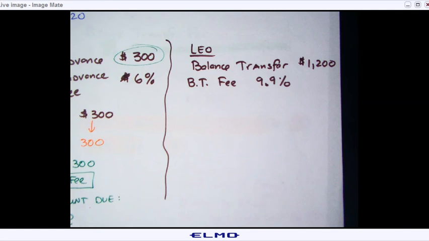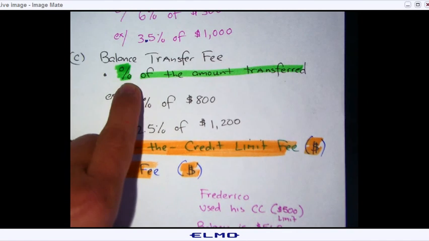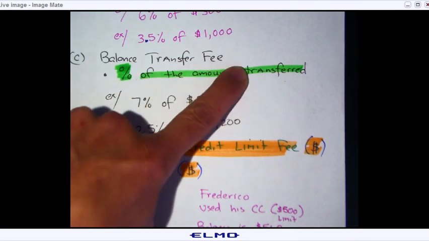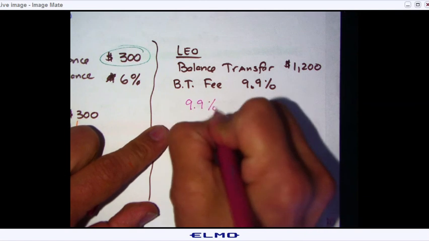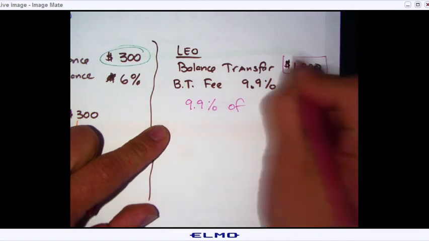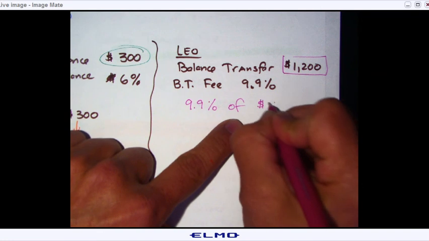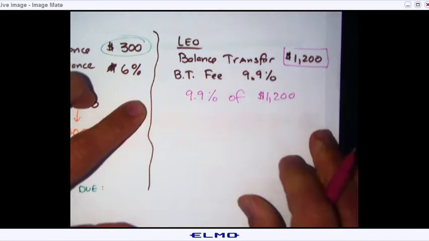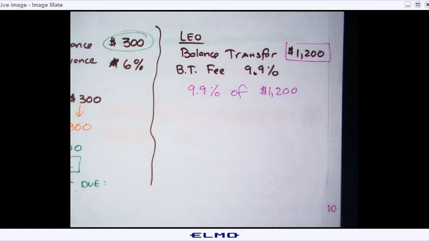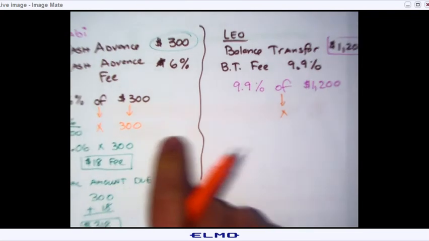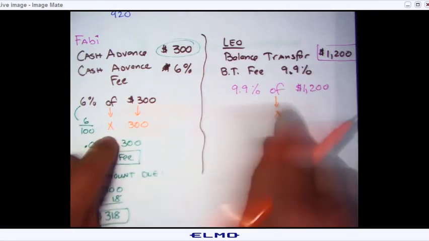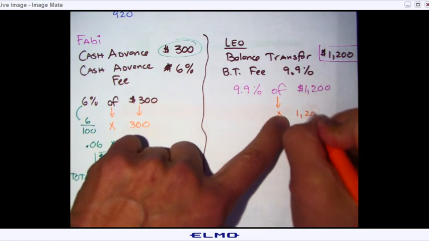That's pretty easy, right? Okay, so there you go. So there's your balance transfer. And remember, balance transfer, if you look over here, it's the percent of the amount transferred. Again, percent of the amount. 9.9% of the amount transferred, which is 1,200. Okay? And remember, we said that of means times. If you look at the other one, it's the same thing. Of is times, and we're going to put of 1,200.